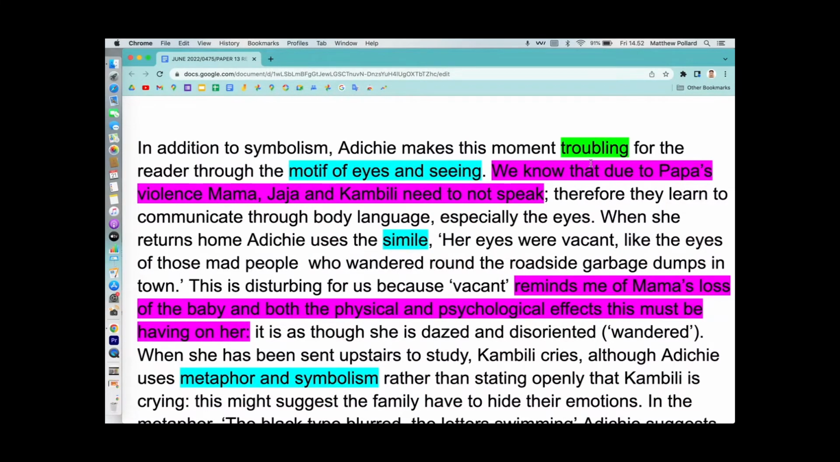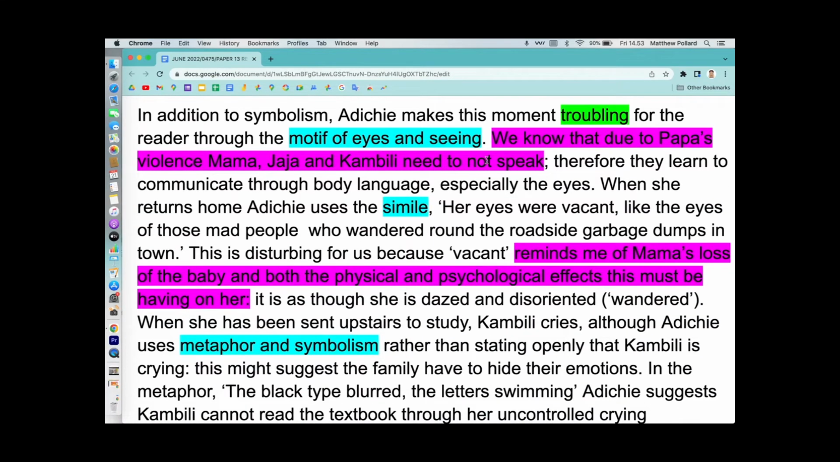There's that concentration on keywords from the question, or synonyms of keywords from the question, for the reader through the motif of eyes and seeing. So you're linking back to the previous paragraph, and then you're also telling us what you're going to be covering in this paragraph. In this case, the motif of eyes and seeing. So that's quite a handy hint, tip, if you like, if you want to add cohesion and coherence to your answers to your essays.